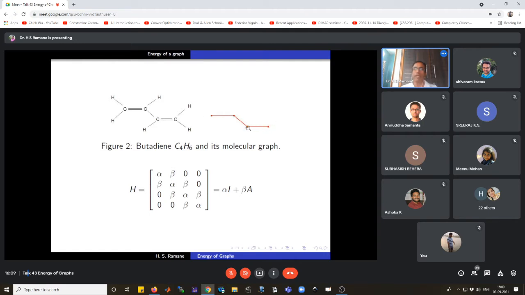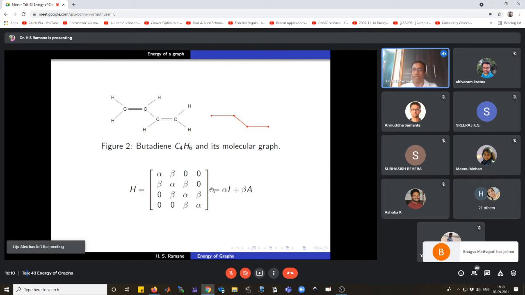And the matrix H is indexed with the vertex set. If there is a line between two points, we put beta, otherwise 0, and the diagonal entries are alpha. So it turns out to be alpha I plus beta A. If you take alpha 0 and beta 1, then it becomes simply the adjacency matrix of this molecular graph. So H is alpha I plus beta A.